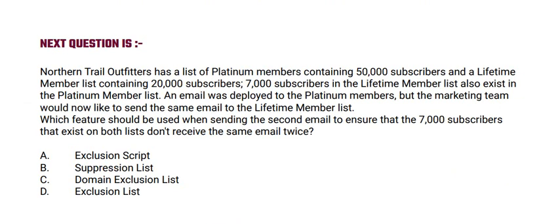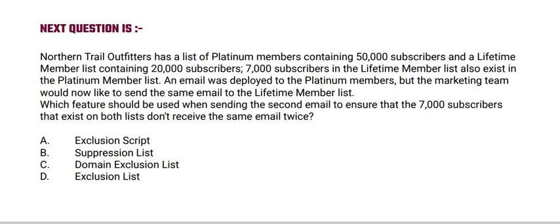Which feature should be used when sending the second email to ensure that the 7,000 subscribers that exist on both lists don't receive the same email twice? Options are: option A, exclusive script; option B, suppression list; option C, domain exclusion list; and option D, exclusion list. The correct option is option D.